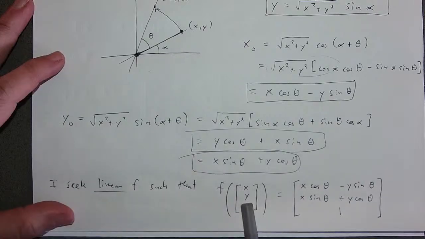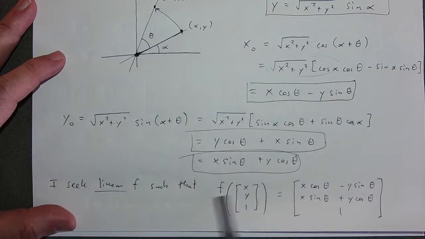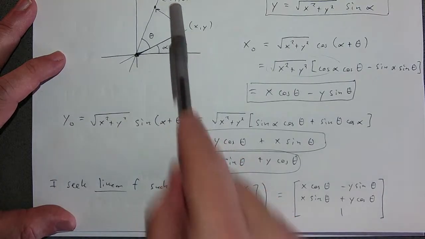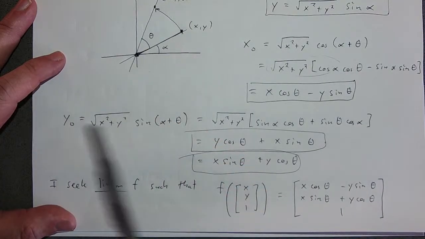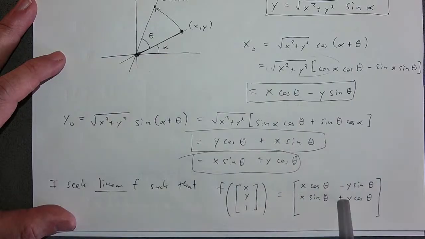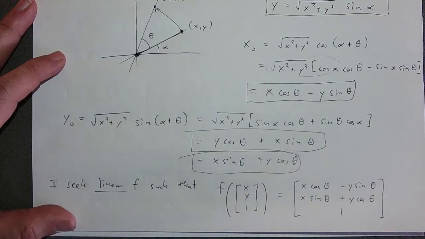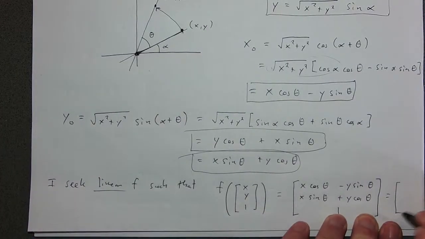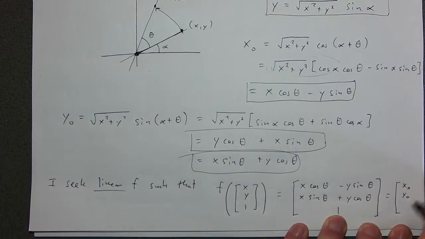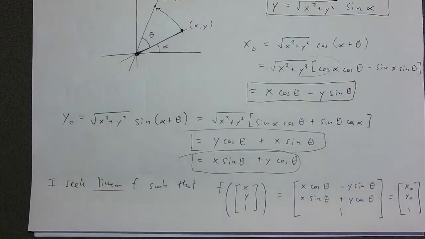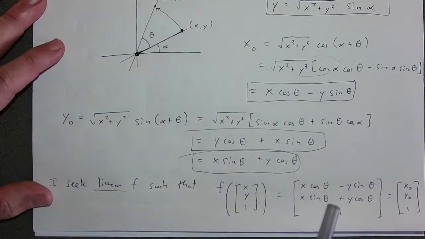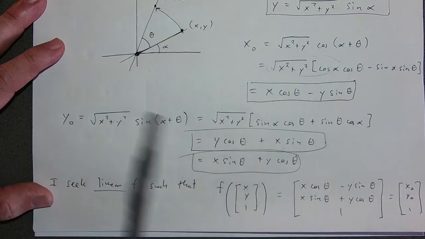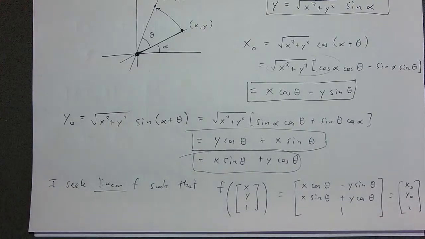And so let's think about what this says. I seek a linear f such that f does this. It sends this point, which is the point xy, to this point, which, going backwards, is the point x naught, y naught. This first thing is x naught, and this is y naught. And the rotation I'm doing is a rotation counterclockwise through angle theta about the point 0, 0, about the origin. So that is what this will describe.